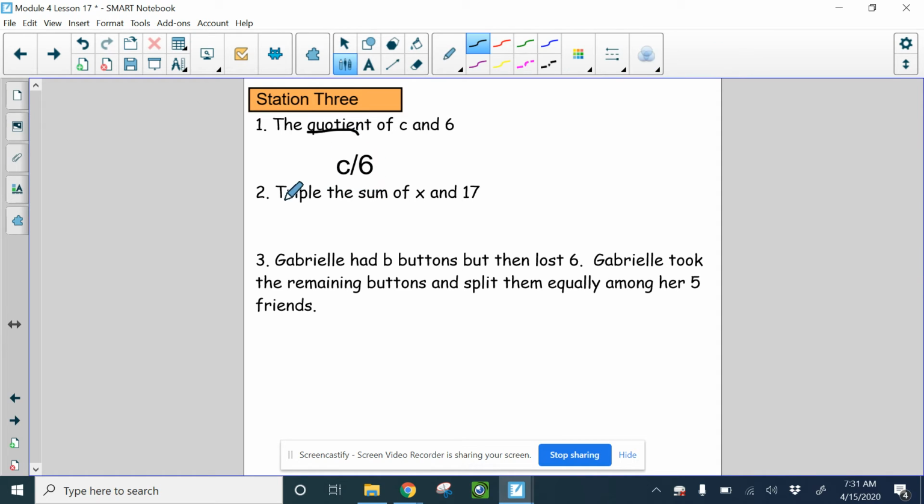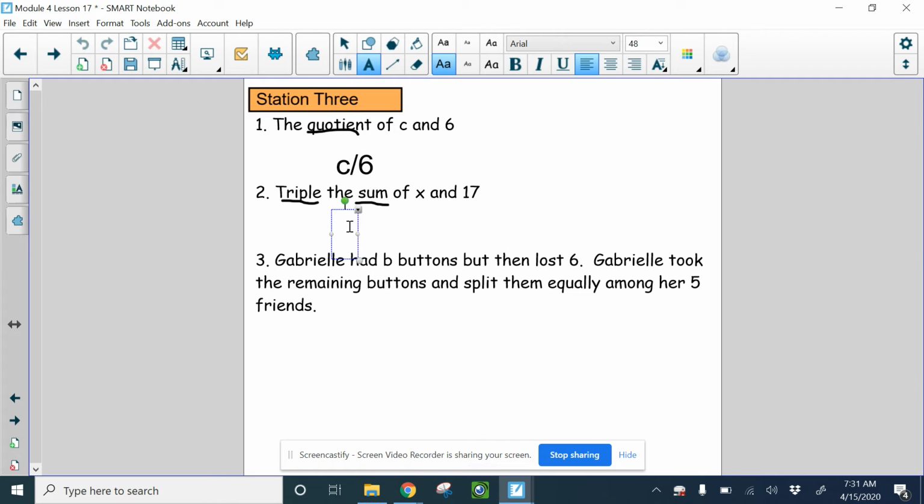Okay, next one. I have triple. Triple means to multiply by 3, and then I have the sum of x and 17. So I'm not going to triple x. I'm not going to have 3x. I need to triple the whole entire sum. So I want to keep my addition together, so I would say x plus 17 inside the parentheses, but I need to triple that, so I would times it by 3.